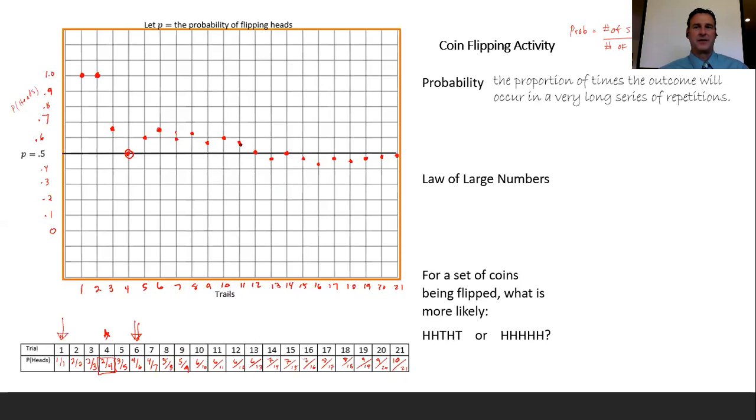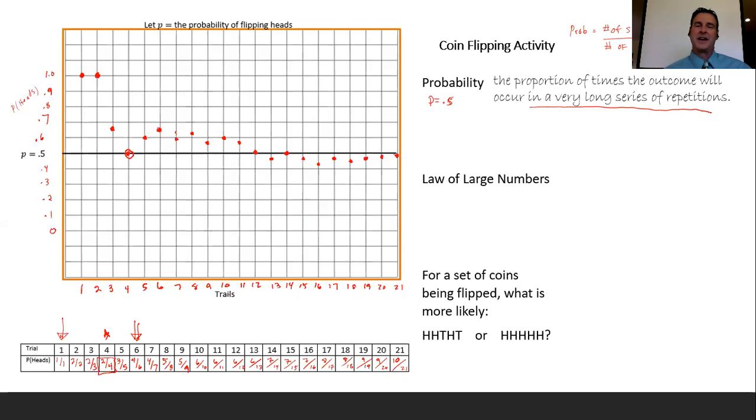However, what I want you to take notice is that, and this is the important part of the definition, in a long series of repetitions, meaning as you keep doing this activity over and over and over again, you'll find that the proportion of outcomes that are successes, which in this case are heads, gets closer and closer to this number 0.5, okay, which is going to be your probability in this case. Okay, so that's how we're going to define probability.